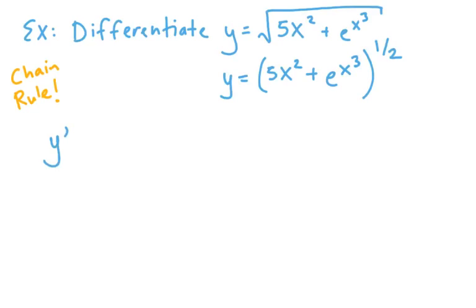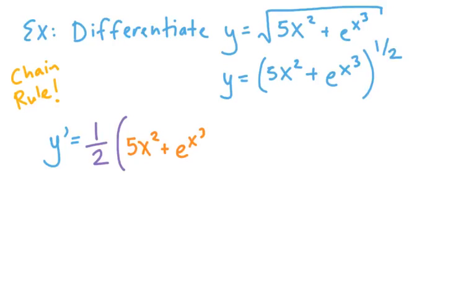Well, we've got to take the derivative of the outer function, which in this case is really the square root. So we're going to start by bringing down the power. We're going to keep that inside function the same. Let's see if I can bring in another color here. So how about we keep the inside the same?